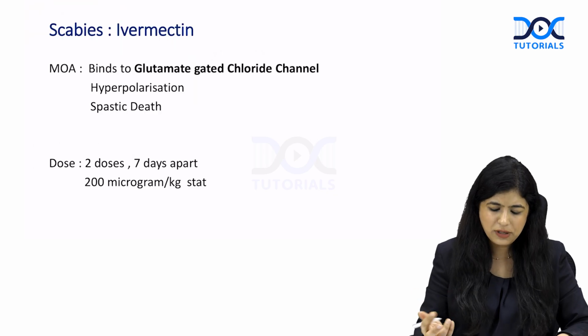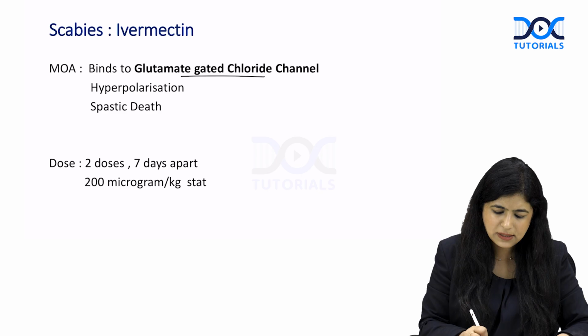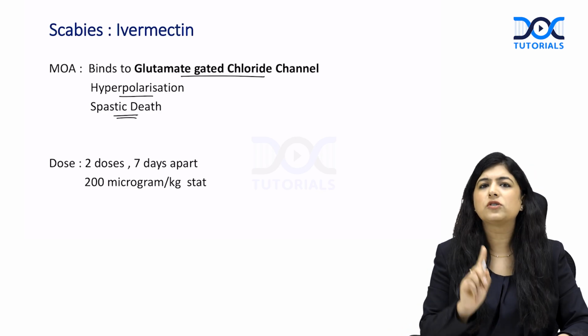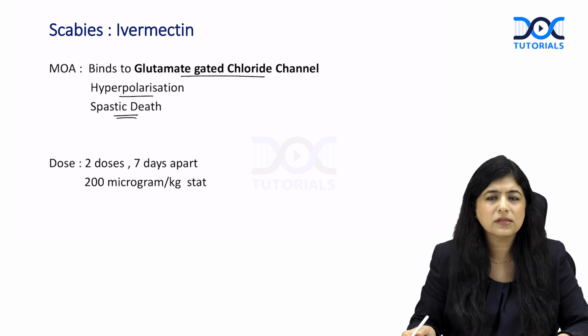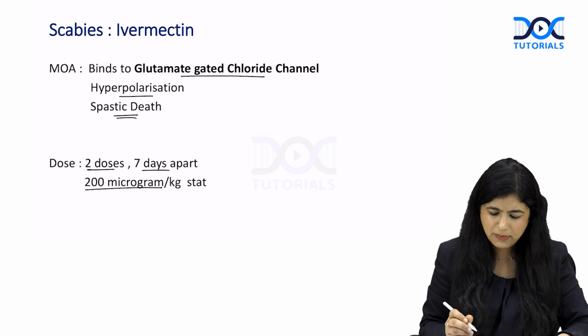Ivermectin, which is the oral drug, binds to the glutamate-gated chloride channels, causes hyperpolarization and thus a spastic death of the mite. So remember, permethrin causes paralysis, while ivermectin causes a spastic death. It is given again in 2 doses, 1 week apart, at a dose of 200 microgram per kg stat.